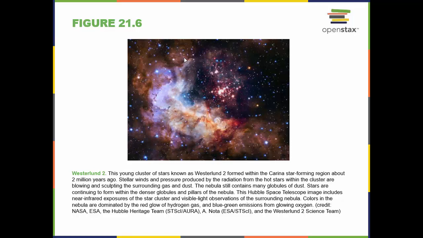This is a Hubble Space Telescope image, and it includes near-infrared exposure of the star cluster and visible light observations of the surrounding nebula. If you notice, colors in the nebula are dominated by the red glow of hydrogen gas and blue-green emissions from glowing oxygen.